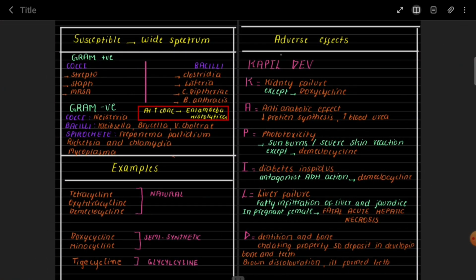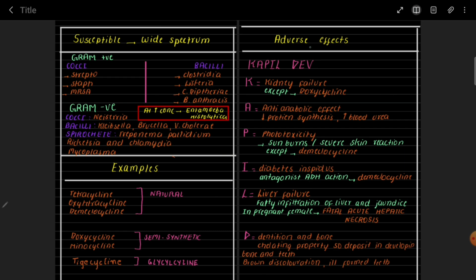Now, before we look at the adverse effects of tetracyclines, it is better to know their names and their classification. The natural tetracyclines are tetracycline, oxytetracycline, and demeclocycline. You can remember this by the acronym DOT. Semi-synthetic tetracyclines are doxycycline and minocycline. There is also a newer tetracycline, which is a glycylcycline, known as tigecycline.